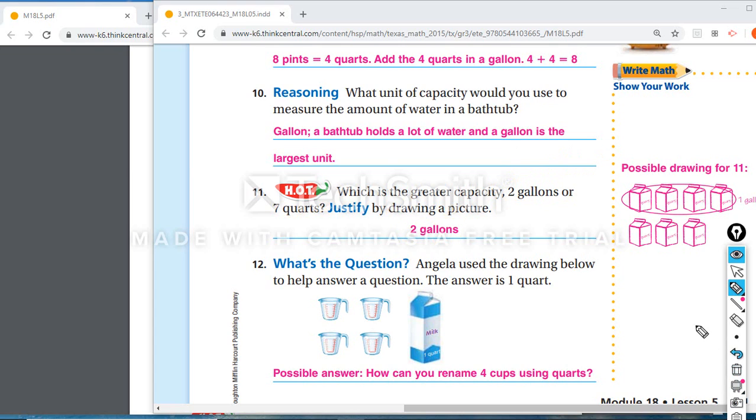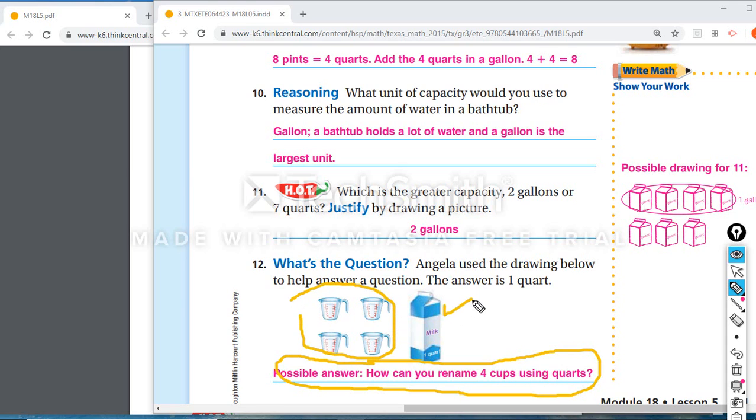The next one here. Angela used this drawing: 4 cups make a quart. It's asking you to write a question, so those questions are going to vary. This is one: how can you rename 4 cups? And 4 cups equals one quart. So your question will just be referring to converting the cups into quarts.